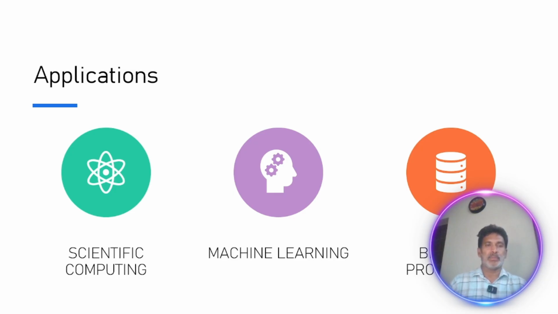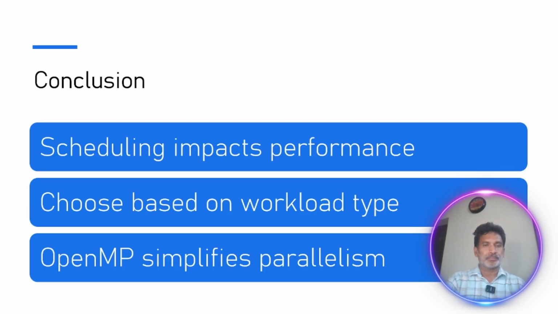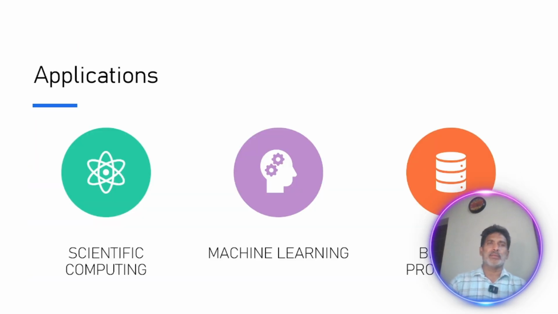Suppose if you take machine learning, parallelism improves the training and data processing, like speeding up the model training, especially on large data sets. Parallel feature extraction and pre-processing, optimizing algorithms like clustering and regression, which enables faster experimentation and real-time insights.